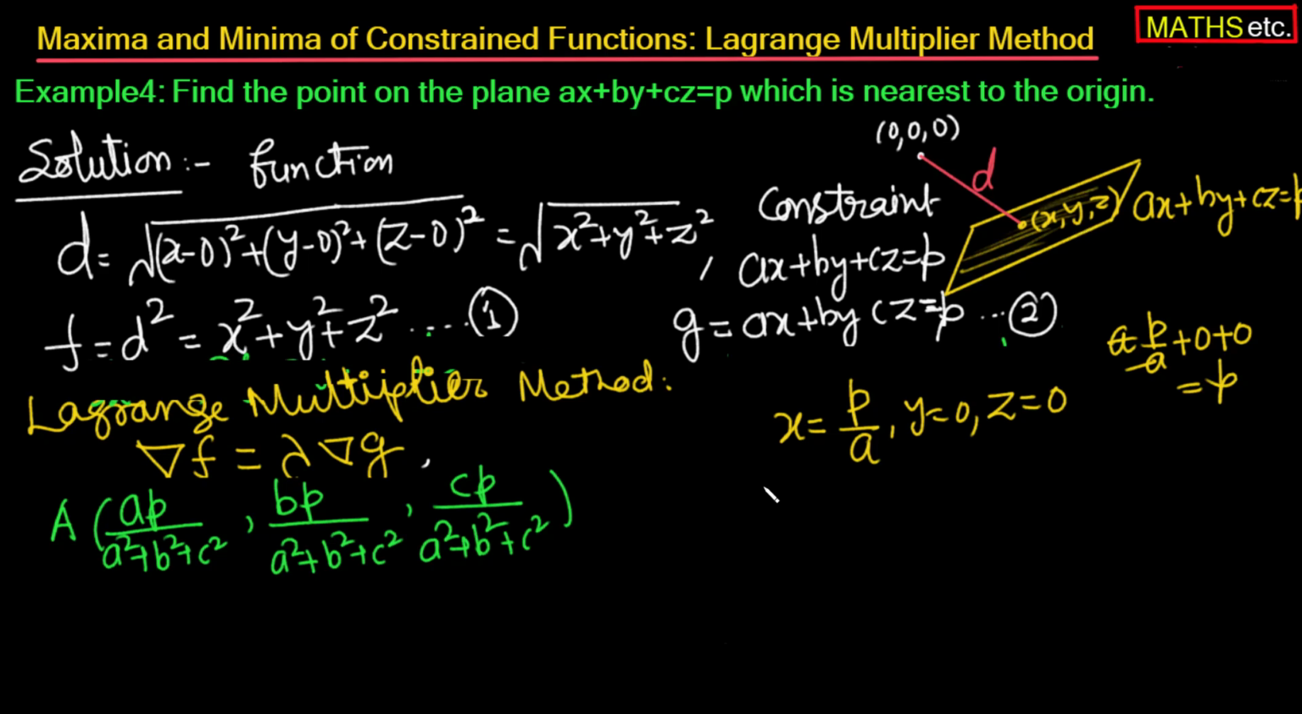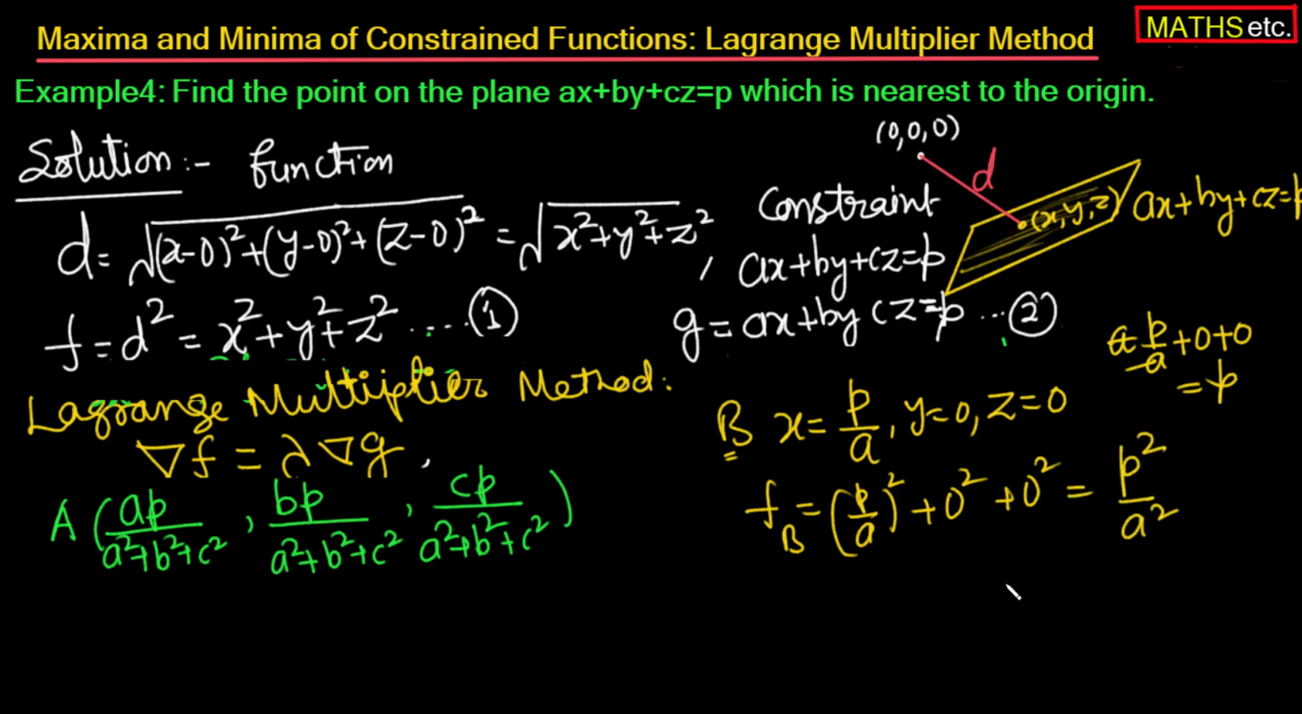Now let us find the value of function f at this point. This will be x squared plus y squared plus z squared. It will be p over a whole squared plus 0 squared plus 0 squared. Say this point is b. So the value of f at b is equal to p squared by a squared. Now we will show that the value of the function at a is less than the value of the function at b.